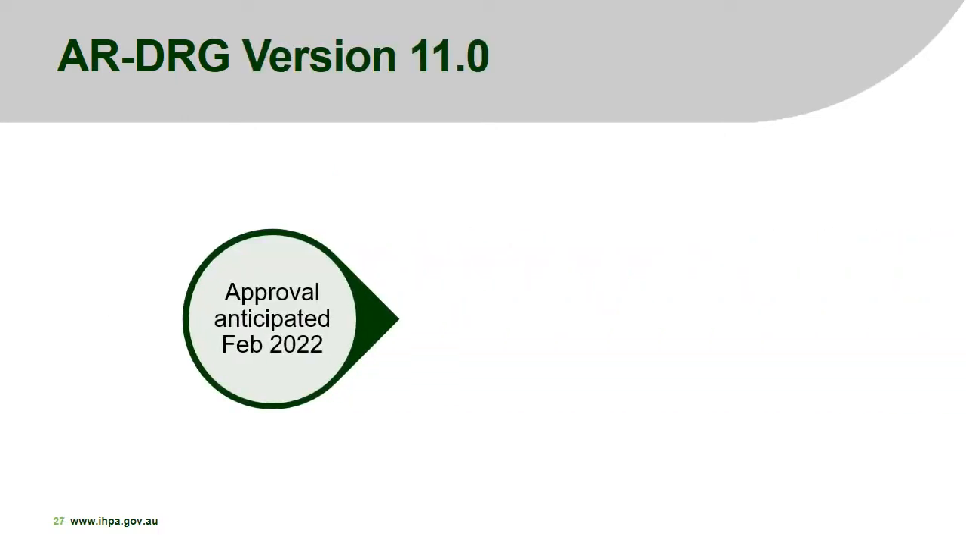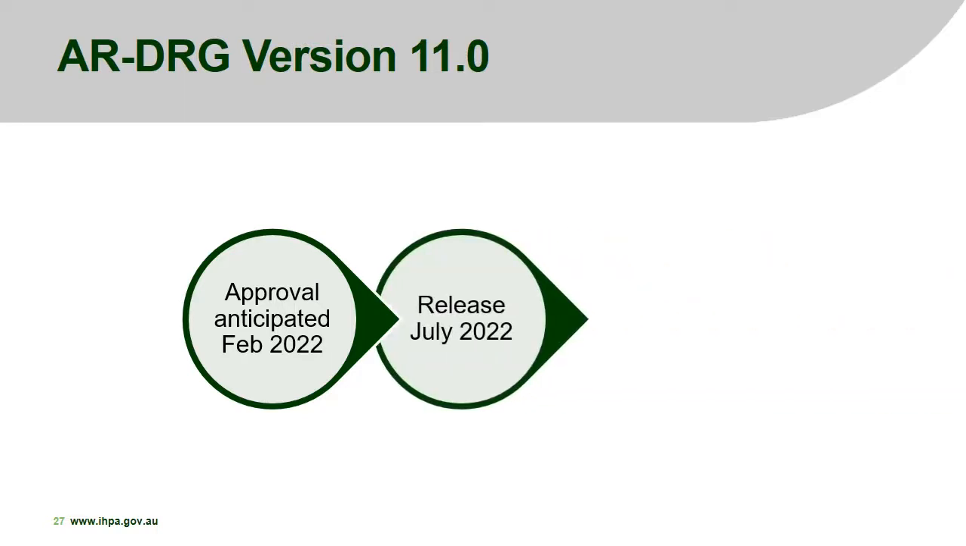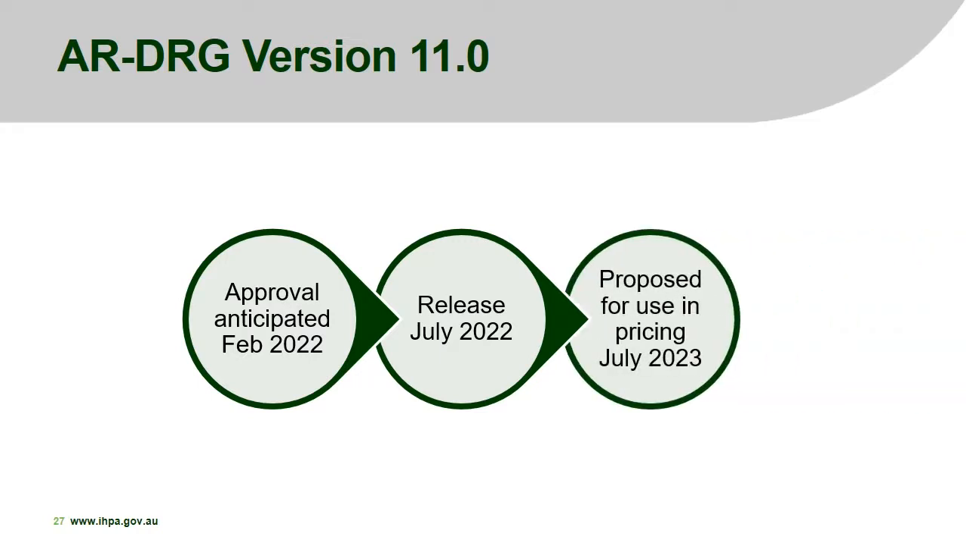AR-DRG version 11 is currently under development and nearing finalisation. It is anticipated that it will be approved by the Pricing Authority, IHPA's board, in February 2022, released in July of that same year, and then it will be proposed for use in pricing in July 2023.